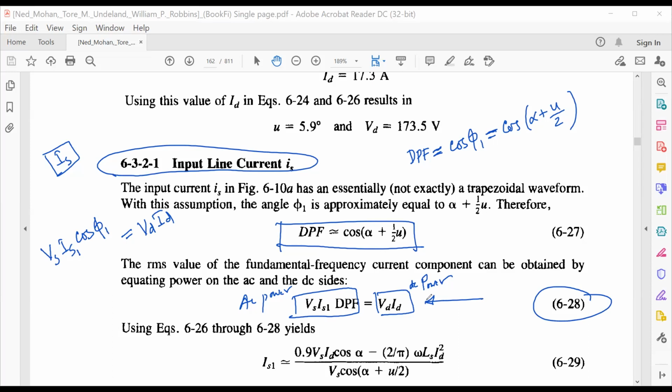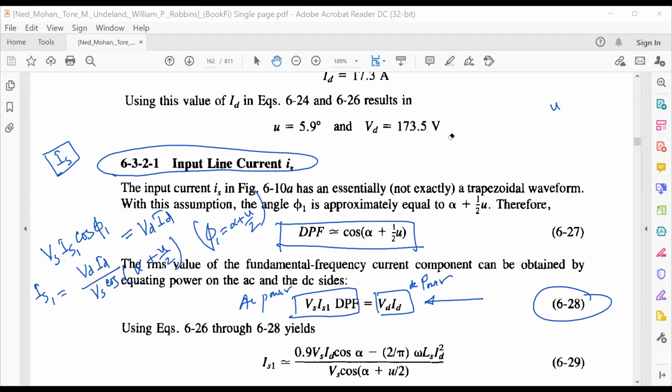Yes, sir. So now from here we want to find IS1. That will be VD ID divided by VS cosine of alpha plus u by 2, because phi 1 equals alpha plus u by 2, right? Yes, sir. Okay.